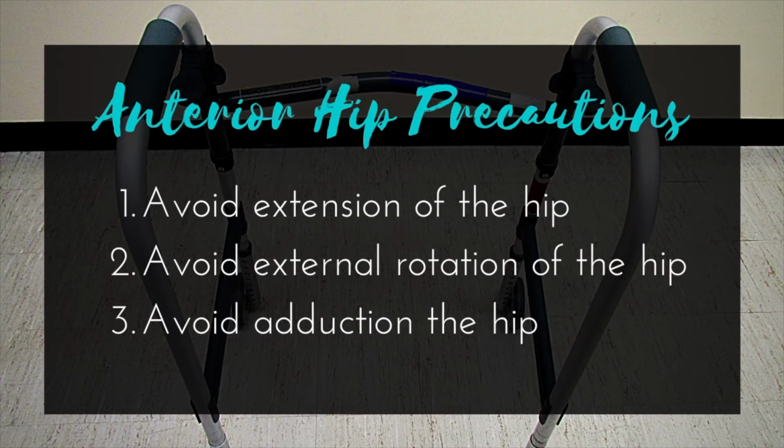Now, anterior hip precautions generally include three things. First, avoid extension of the affected hip. Second, avoid external rotation of the affected hip. And third, avoid adduction of the affected hip, such as crossing legs or feet.